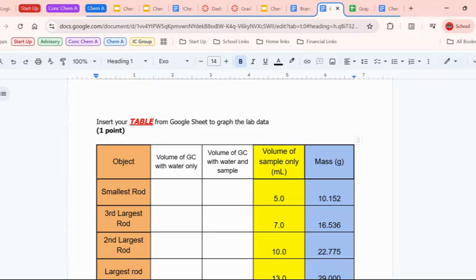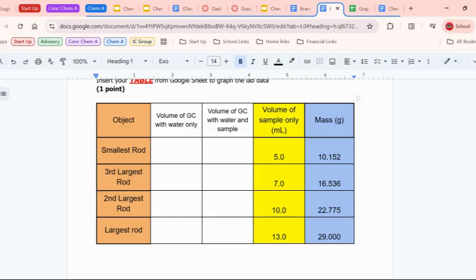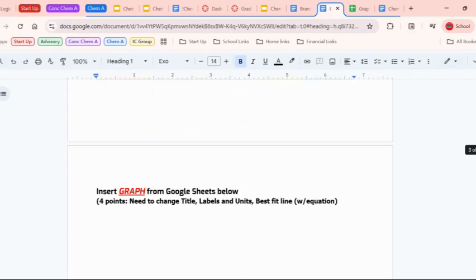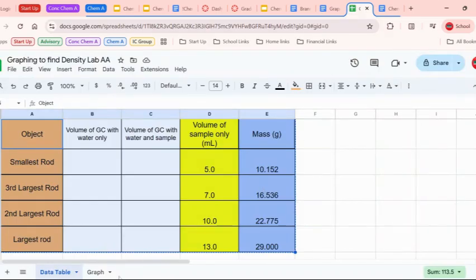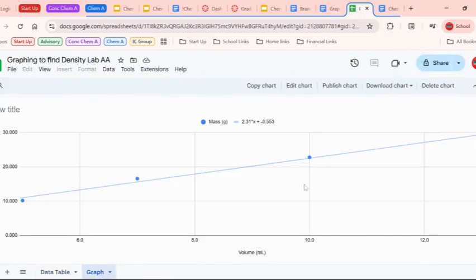Since you did not do the lab, I'm not going to hold that against you. Everything you need is in these 2 columns. We're now going to go down to where we have to insert our graph. Now we need to do a little bit of work on our graph first. So let's go back into Google Sheets and let's go to the graph part.